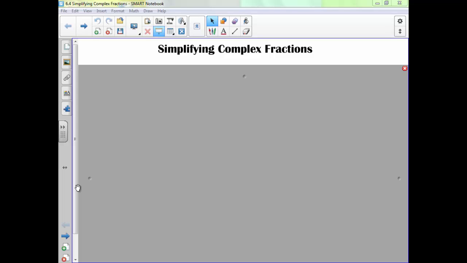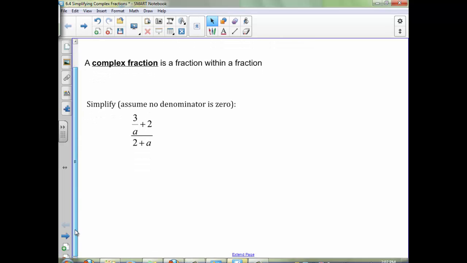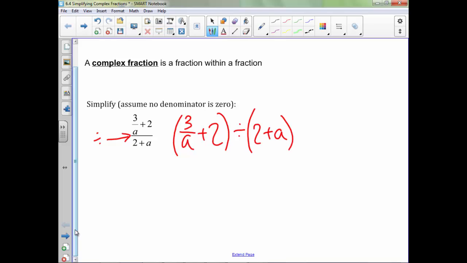So this section is simplifying complex fractions. And a complex fraction is just a fraction within a fraction. And so this would be an example of one. Now remember, when we have a fraction, all this means is division. And so it's going to really help us if we just change it to division right off the bat. And remember to use our parentheses because you're dividing by this whole denominator.